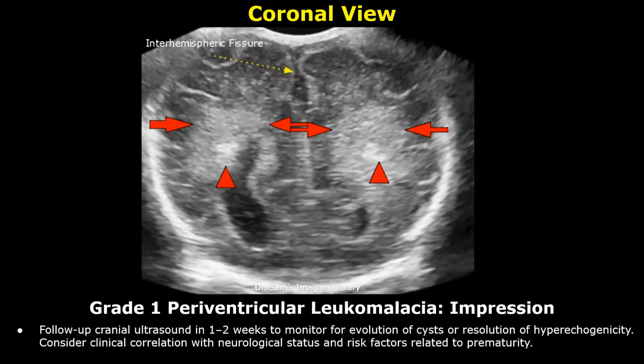Follow-up cranial ultrasound in 1 to 2 weeks to monitor for evolution of cysts or resolution of hyperechogenicity. Consider clinical correlation with neurological status and risk factors related to prematurity.